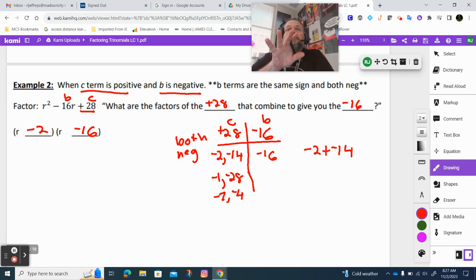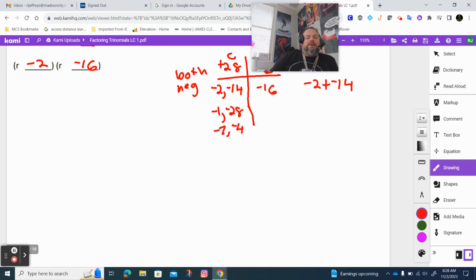Everybody good with example 2? You don't have to fully understand it. Here's the deal: the process. What are the factors of this that combine to give you this? That's the main thing.